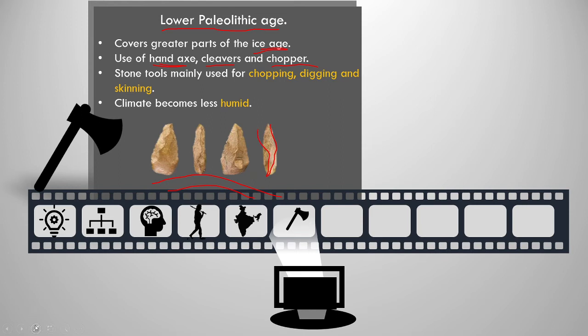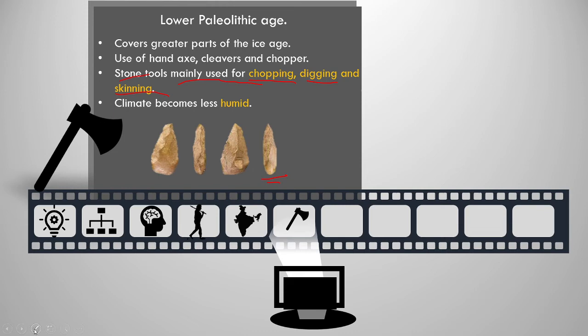Okay, so they used to use this kind of stones for doing that. Now stone tools were mainly used for chopping, digging and skinning. So they used them for chopping, they used to dig the ground, they used to skin. Skin means they used to take an animal skin and remove the skin of that animal using this kind of tools.